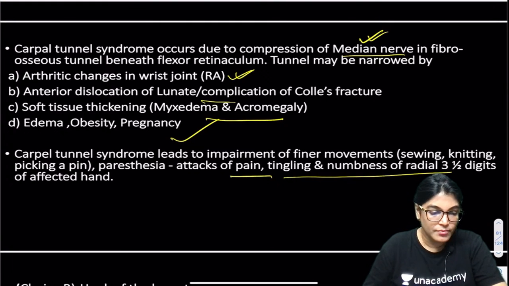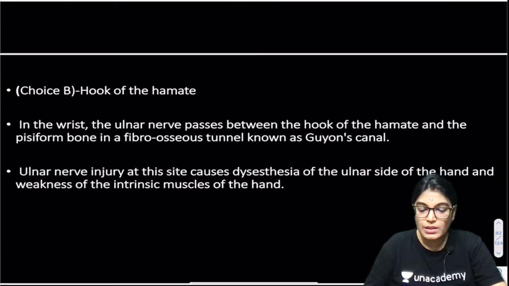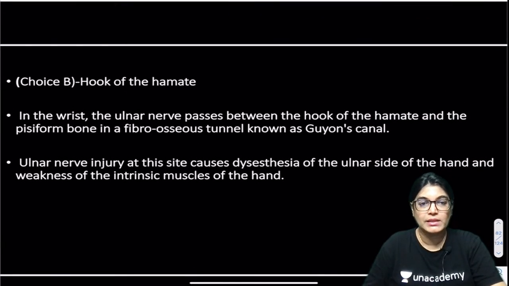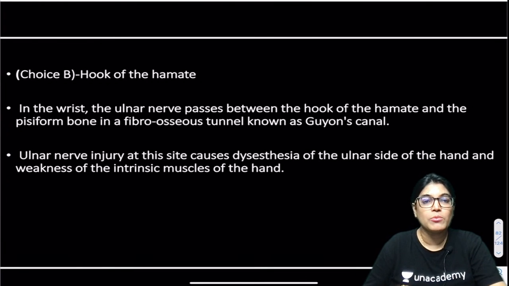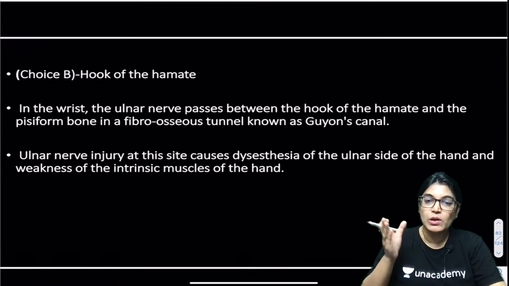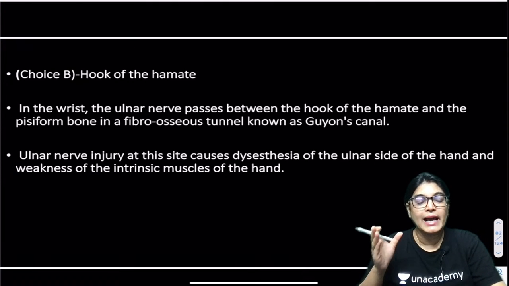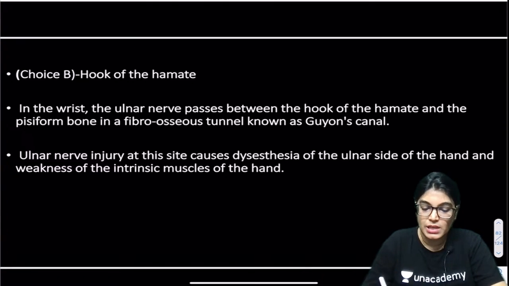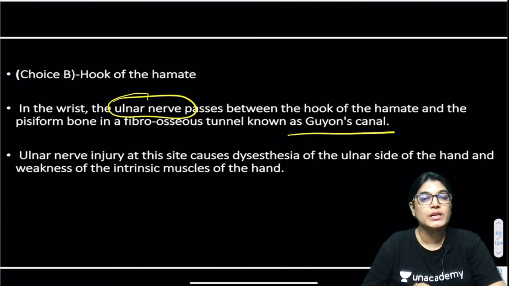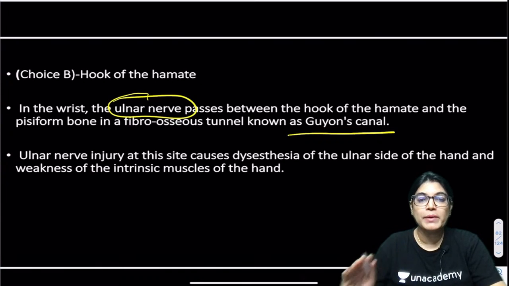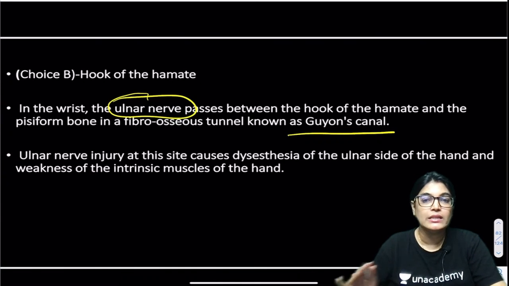So carpal tunnel is clearly not the answer. Now the other option was hook of hamate. Just below the hook of hamate there lies a space called Guyon's canal. Exactly at this level of Guyon's canal, the nerve which is injured is the ulnar nerve. So option B can't be the right answer because the ulnar nerve is not involved.